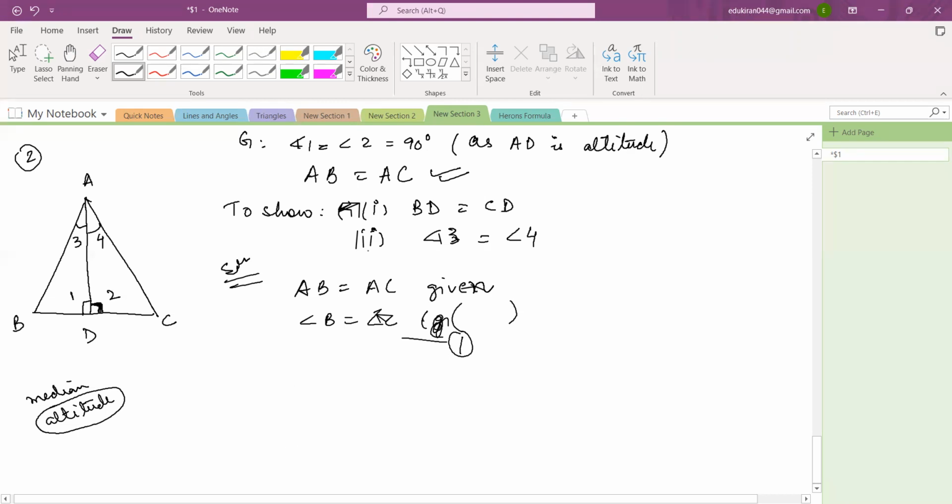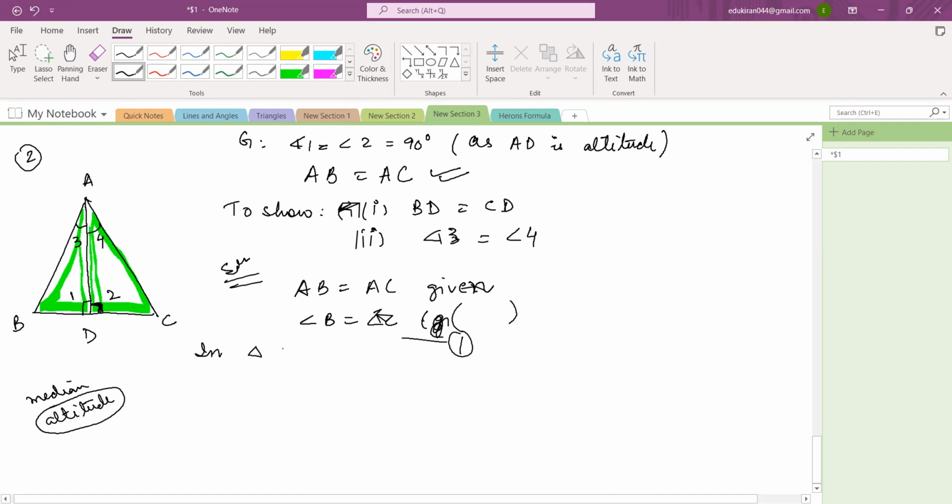Now we have to show that BD is equal to DC. Look here. BD is a part of this triangle, and CD is a part of this triangle. So first of all, we have to show that these two triangles are congruent. So let's take these two triangles. We can prove it by 2 different criteria. Any one you can do.